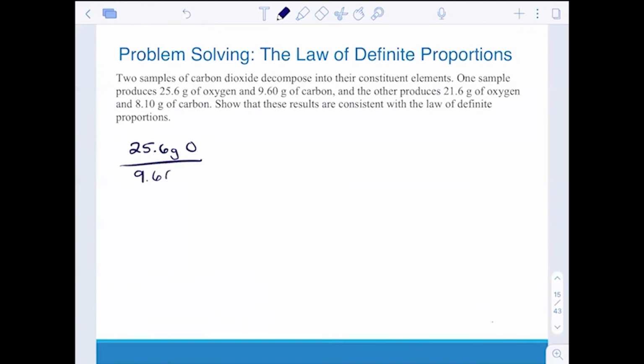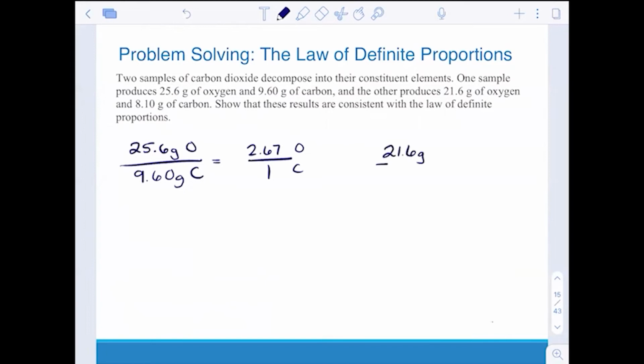Well, let's take and do the ratio. Oxygen to carbon, or you could do carbon to oxygen. It doesn't matter which one you put on top. But this way tells us that there is a 2.67 to 1 ratio of oxygen to carbon. Wonderful. Doesn't need to be a whole number yet. These are just masses.